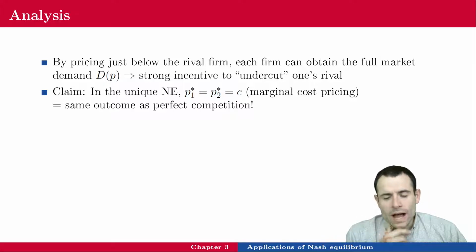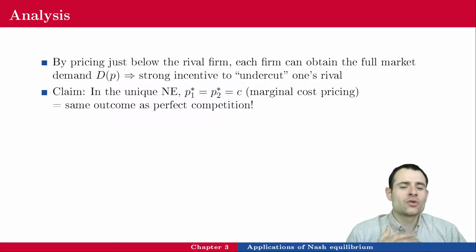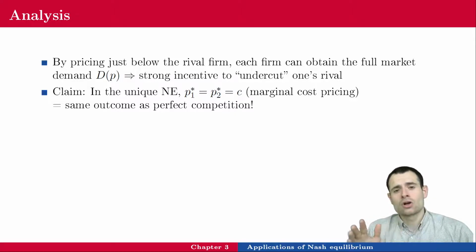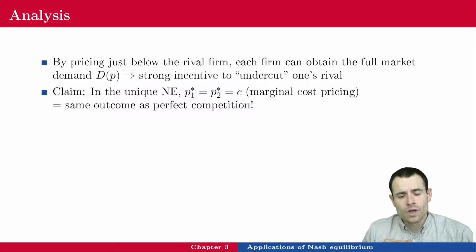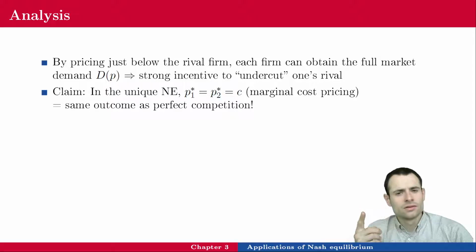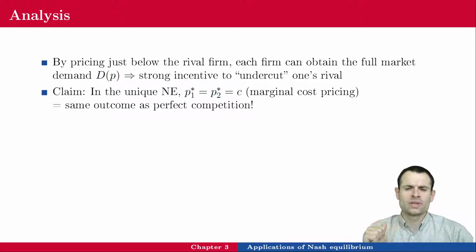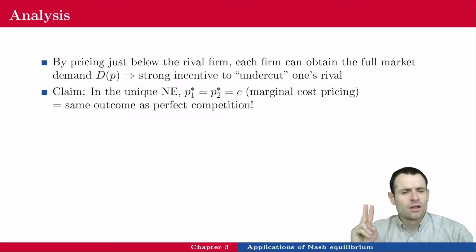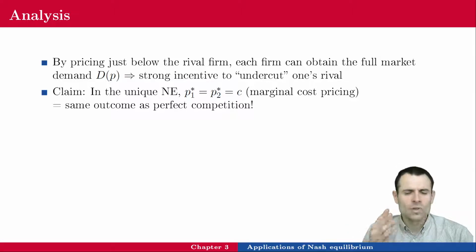So, I'm going to make a claim, which is also another way to find the Nash equilibrium. I'm going to say that in the unique Nash equilibrium, so that's a claim, it is going to be unique, both prices will be equal to the marginal cost pricing. And, well, if the price is equal to marginal cost, that should ring a bell. ECON 201, perfect competition. So that's weird. Two firms with market power here will end up charging a price equal to the marginal cost. Let's go over that.